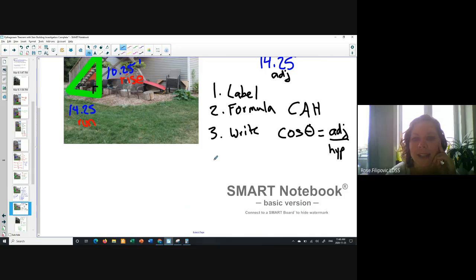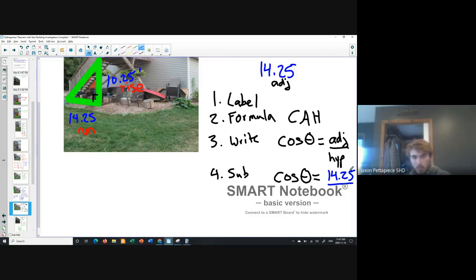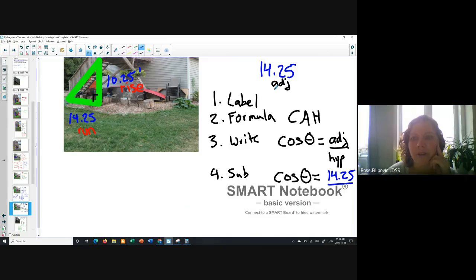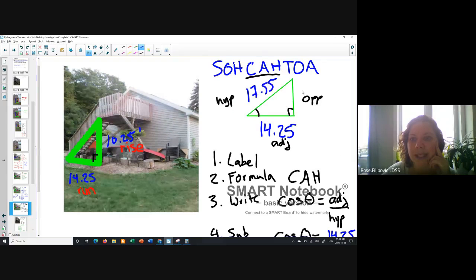Okay. My next step is to sub in the values. So I don't know what cosine is. I don't know why I put an S. Sorry. I don't know what cosine of the angle is, but I do know what my adjacent is. If I go up here, my adjacent is 14.25. So I can sub that in. So wherever adjacent is, I put the 14.25. And wherever our hypotenuse is, I put the 17.25.